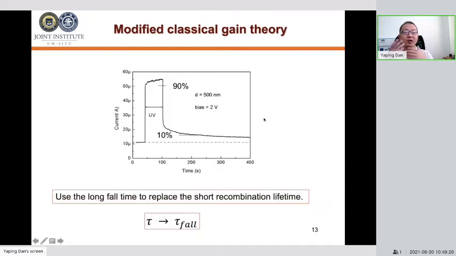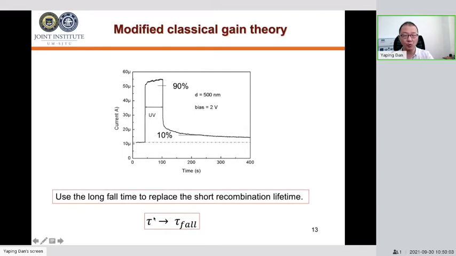In order to explain away the inconsistency between the classical theory and experimental results, scientists and engineers later replaced the minority carrier recombination lifetime with the transient time. For the transient time, they use the time for the photocurrent to drop from 90% of its magnitude to 10% of the total photocurrent. That time is actually a delay time in circuits.